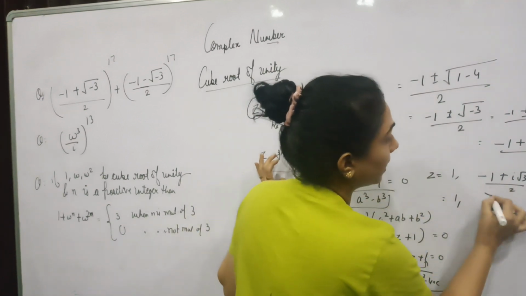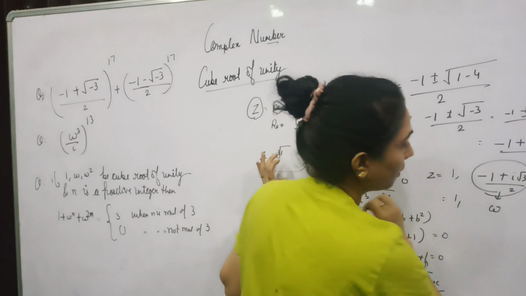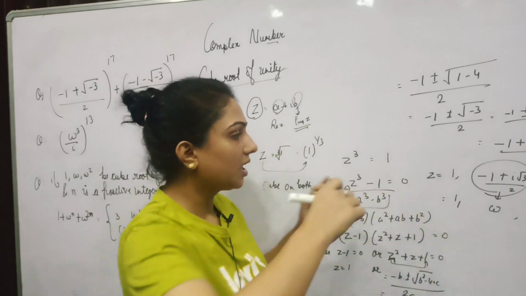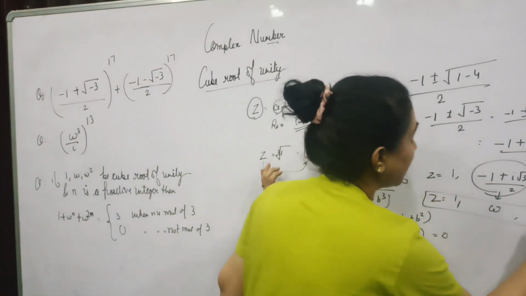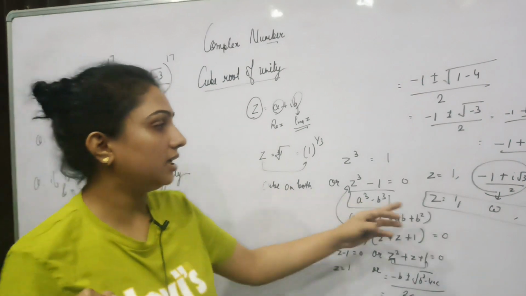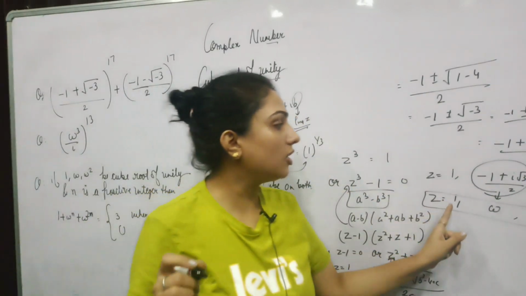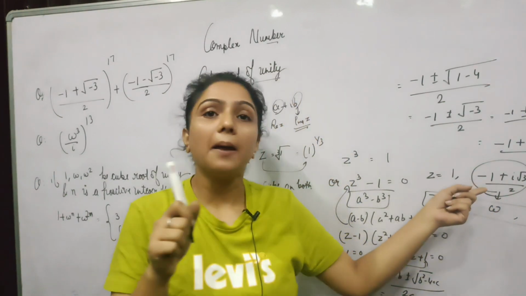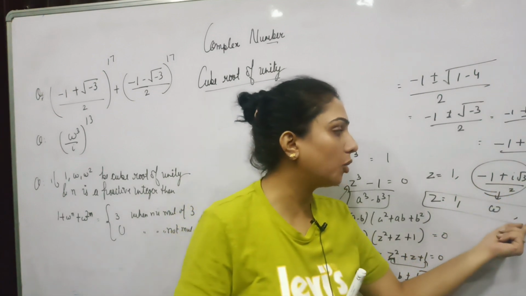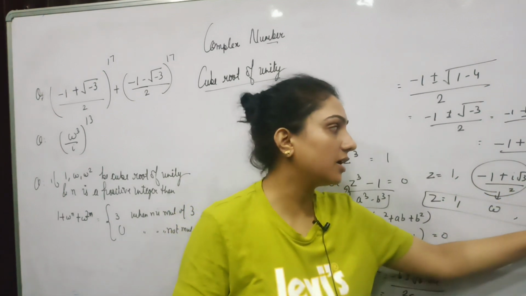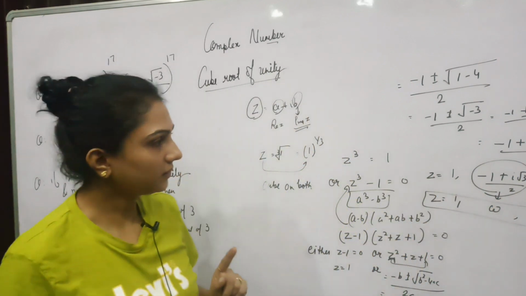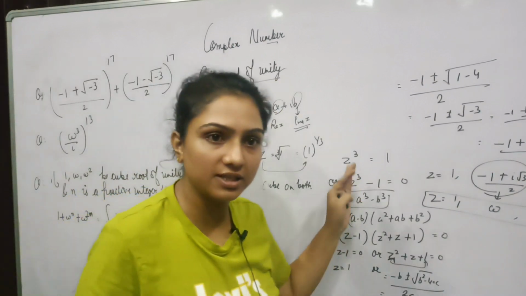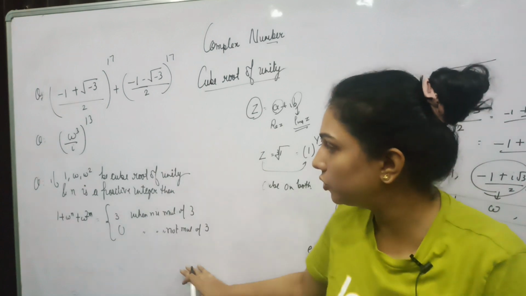This one we can represent by omega and this by omega square. Okay. So we have three values in cube root of unity. In case of complex number, we always have these three values 1, omega and omega square, where omega represents minus 1 plus i under root 3 by 2 and omega square represents minus 1 minus i under root 3 by 2. Okay. So after this concept of cube root of unity, I will discuss some questions with you. Hope you understood this concept.